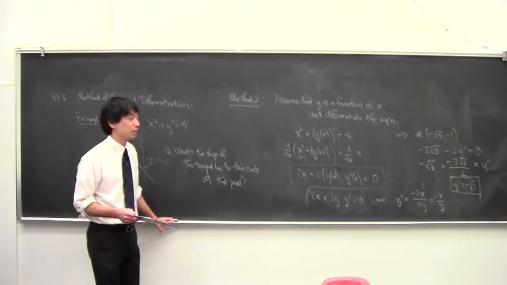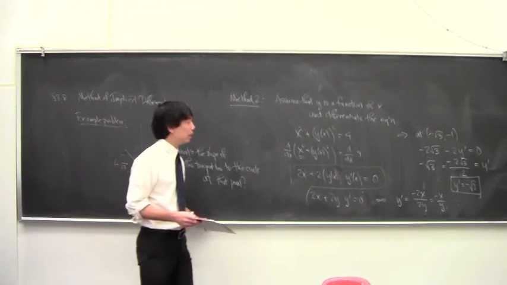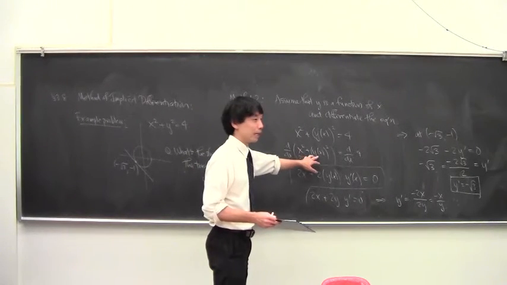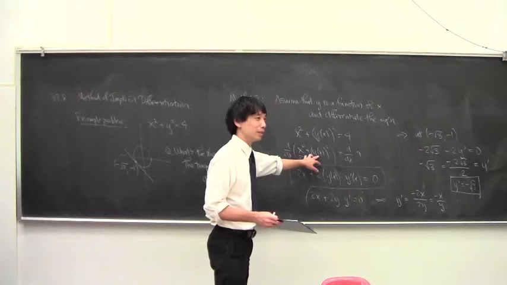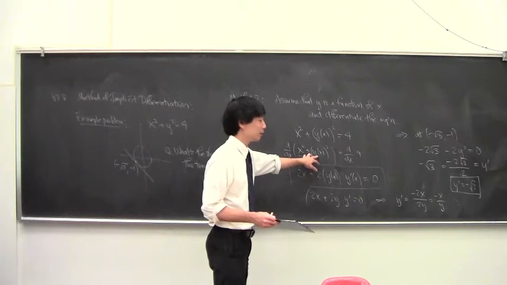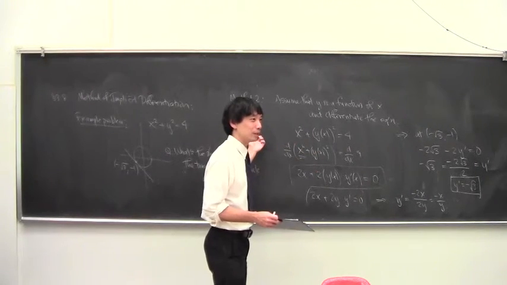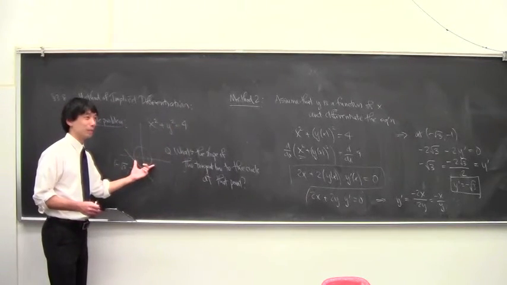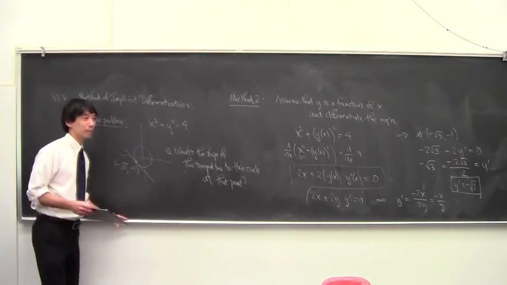Yes, Mark? Wait, why is it called implicit? Because you don't solve for y explicitly. You don't solve for the function explicitly. You just say, I know it's a function. It's implicitly a function given our graph here.